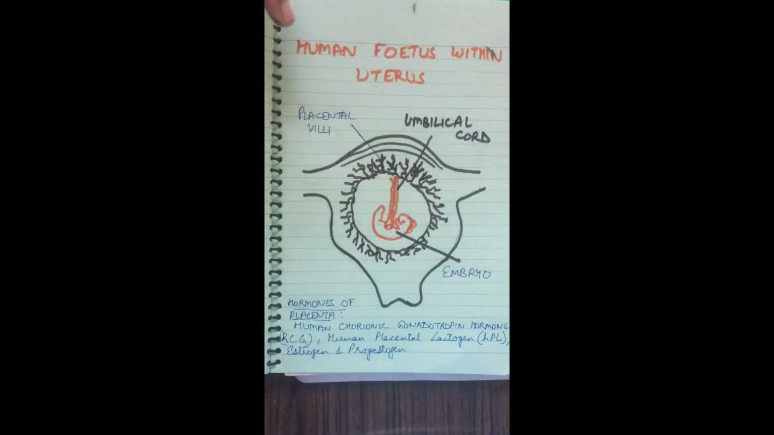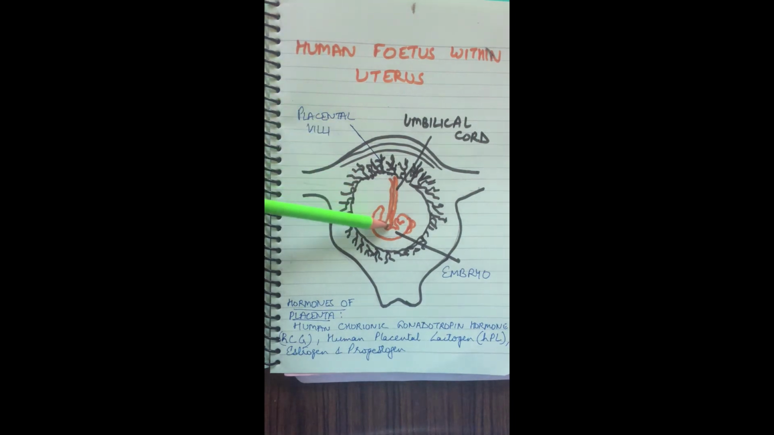And the placenta is a structural and functional unit through which there is exchange of material between the fetus and the mother. And the embryo is connected to the placenta through the umbilical cord. So all the exchange of material will occur through the umbilical cord. Through this umbilical cord, through the placenta, the embryo will receive oxygen and nutrients. And the carbon dioxide and other waste formed in the embryo will be passed on to the maternal blood through this placenta.